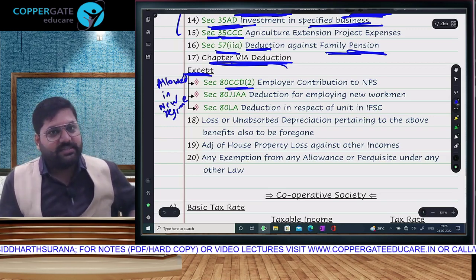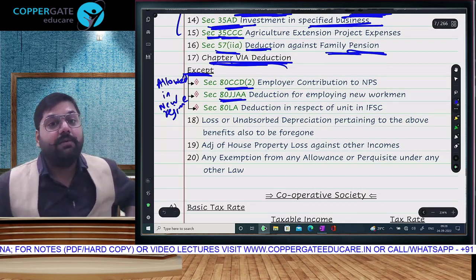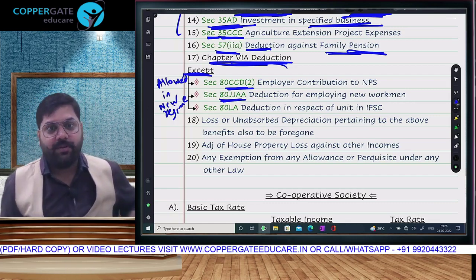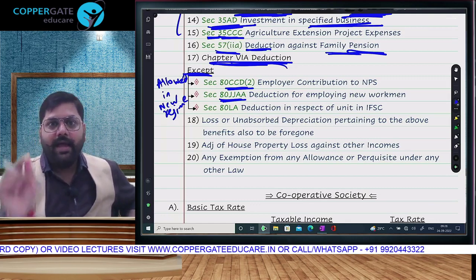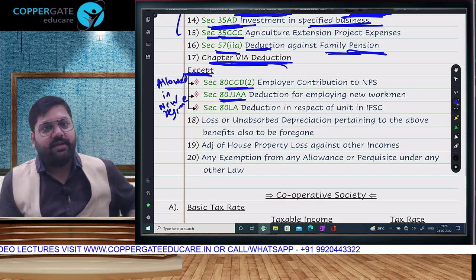There is 80 CCD subsection 2. I will teach you in the deductions chapter. There is 80 JJAA because Modi ji wanted to promote job creation. Modi ji is saying, if you give jobs to new people, anybody giving jobs to new people will get deduction in 80 JJAA.